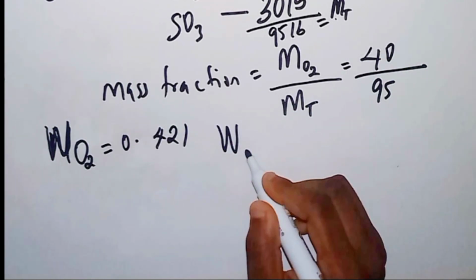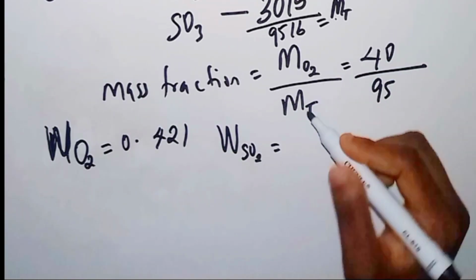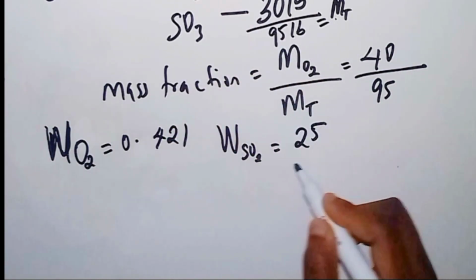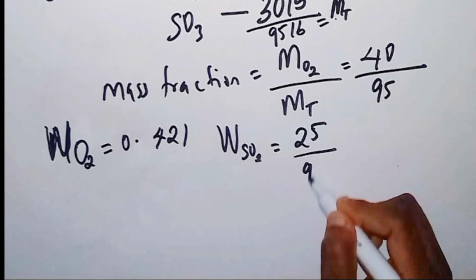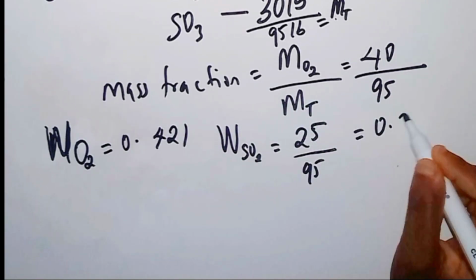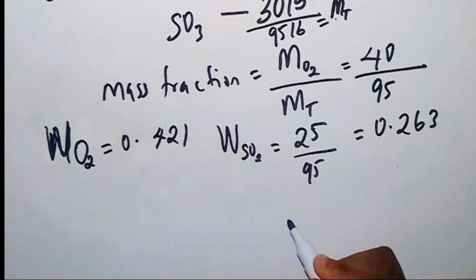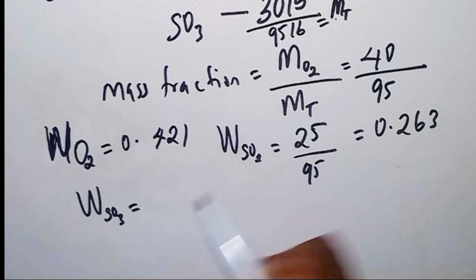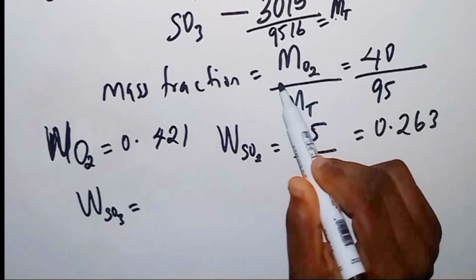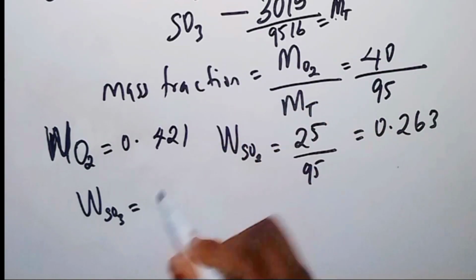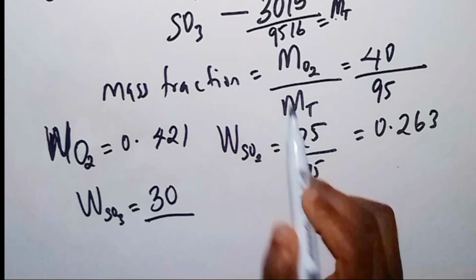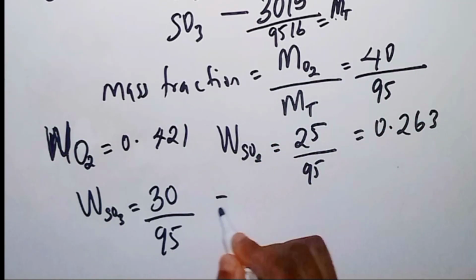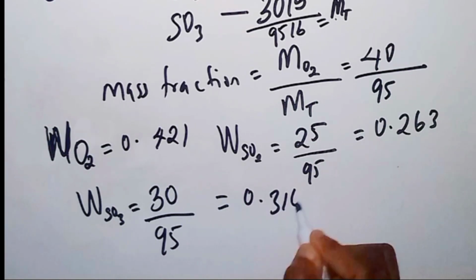The mass fraction for SO2, using the same formula, but this time we are using the mass of SO2, which is 25, divided by the total, 95, is equal to 0.263. To calculate the mass fraction for SO3, still the same formula, but this time we are using the mass of SO3, which is 30, divided by the total mass, 95, which is equal to 0.316.